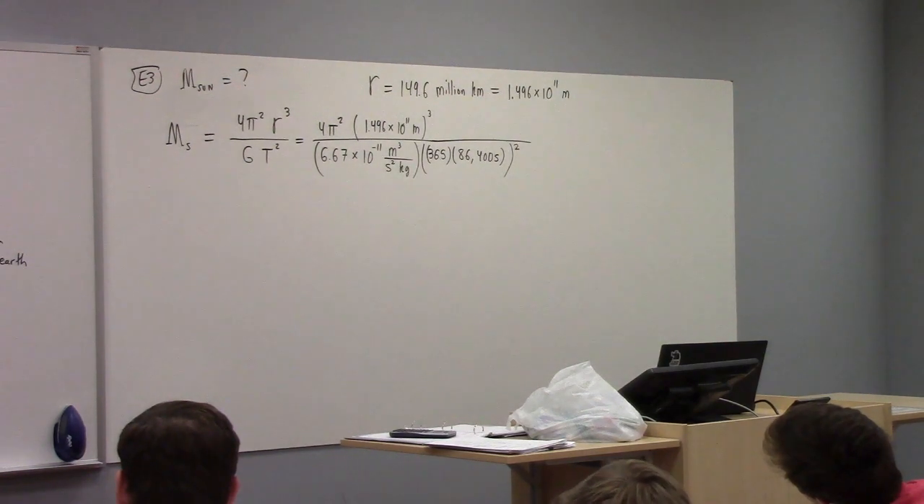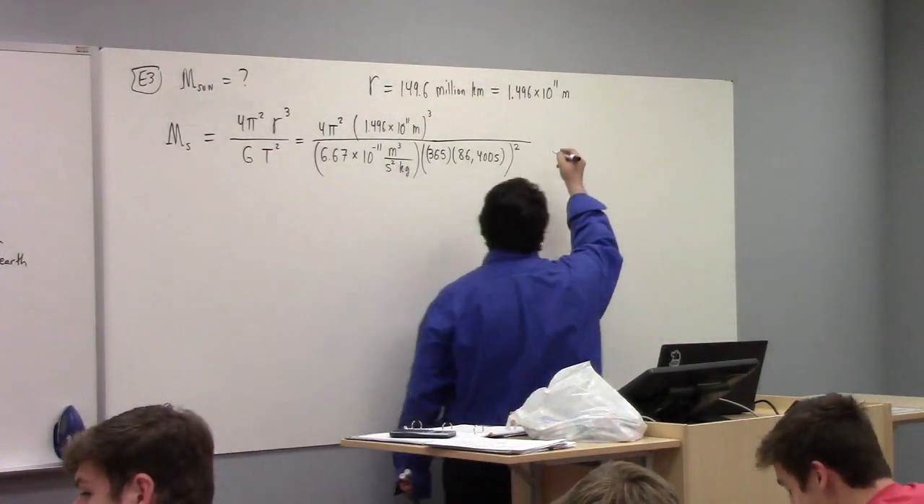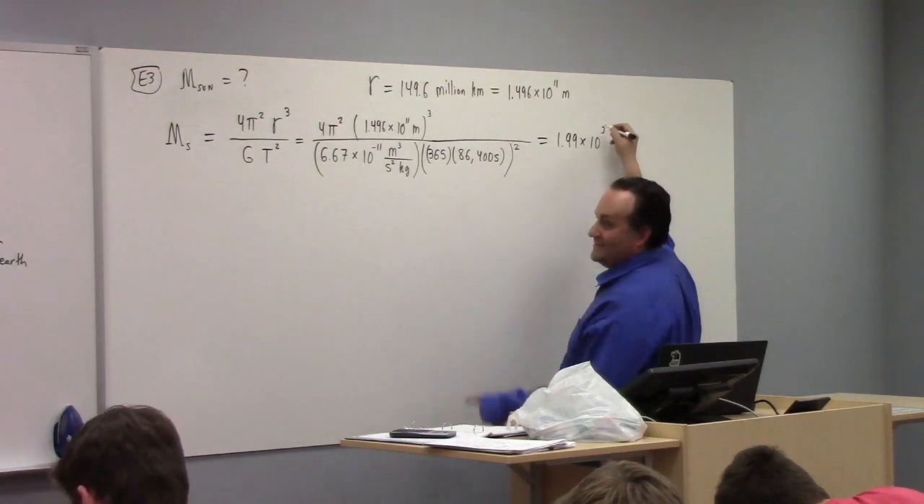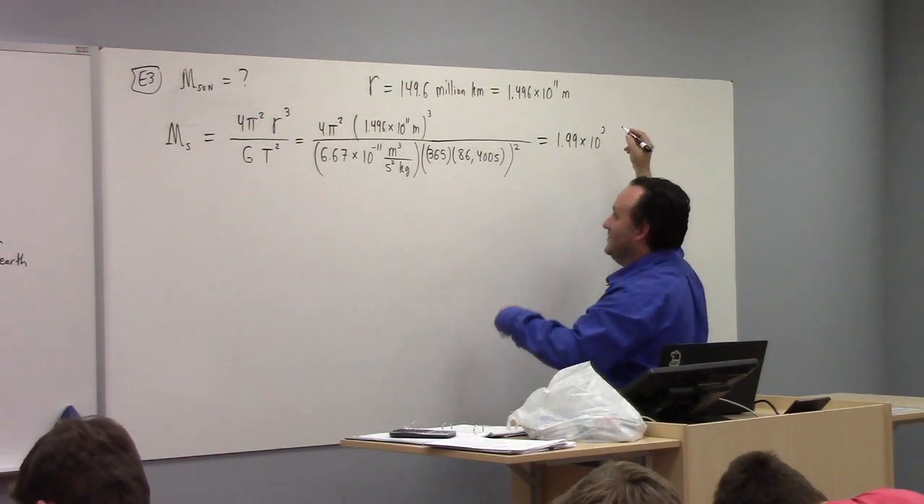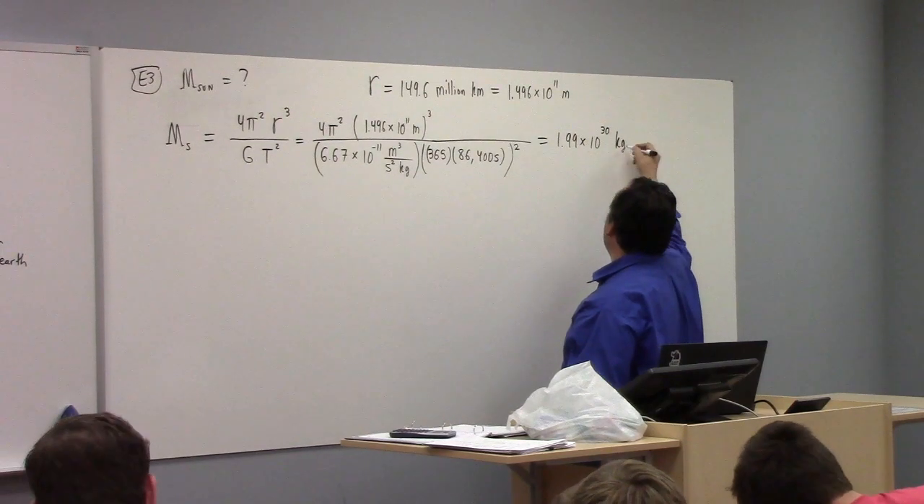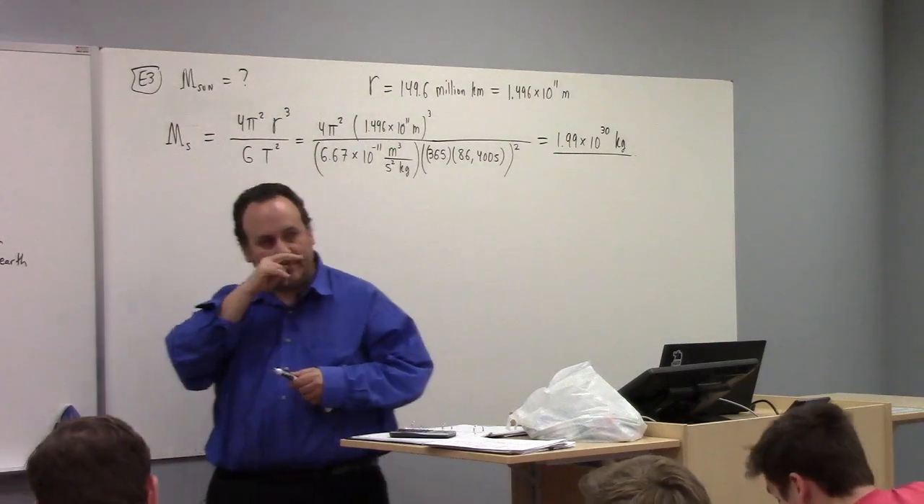So crunch the numbers. What do you get? Justin, did you do it? 1.99 times 10 to the 30th. Now, you actually did these numbers and it works out to that? Yeah. Cool, because that is the actual mass of the sun. So there you go. The mass of the sun is about 2 times 10 to the 30th kilograms.